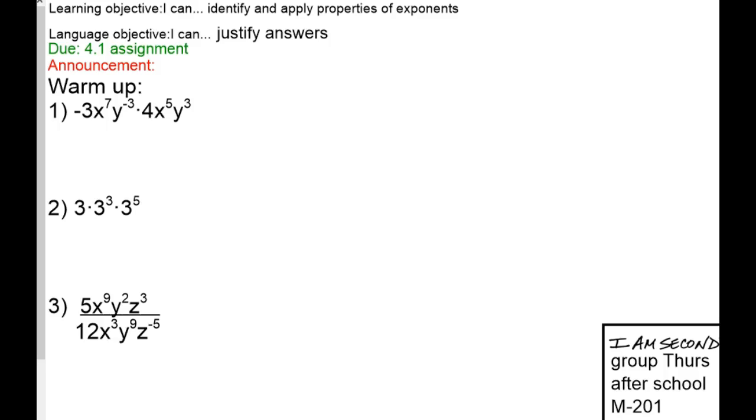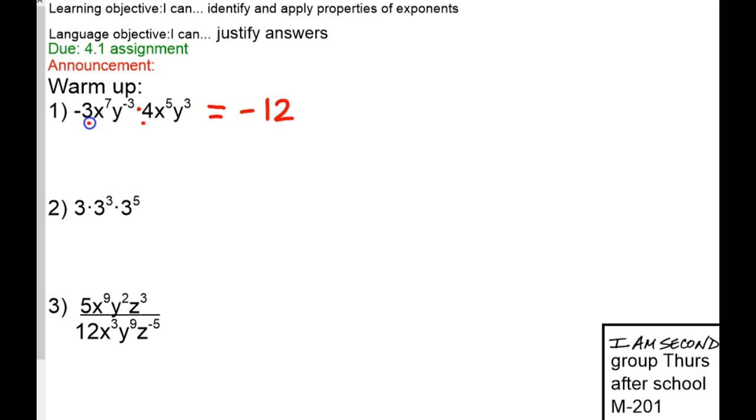So, first one, what did we learn about the coefficients? What do we do with that? What do you think? What does this little dot mean? Multiply. So negative 3 times 4 is what? Negative 12, right? So don't forget that negative.